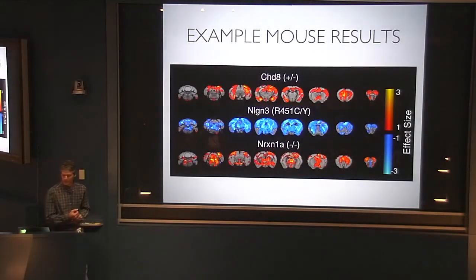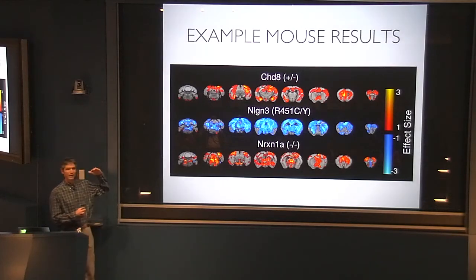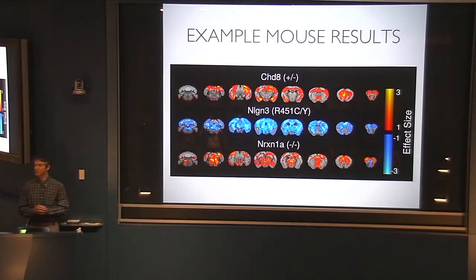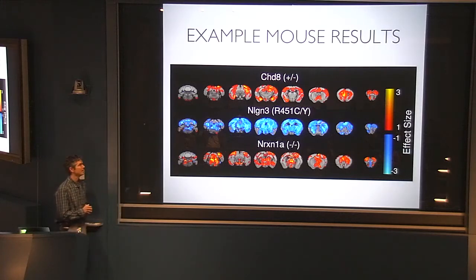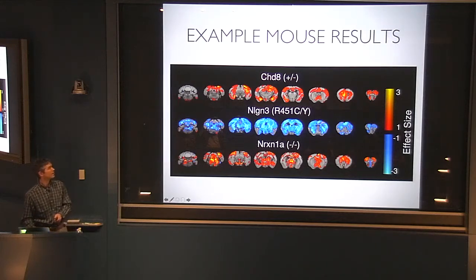So to show one example mouse result, I'm looking at 3 individual genes, each of them associated with a high degree of confidence in autism. So there's CHD8 at the top, and the red colors indicate increases in volume, blue colors indicate decreases in volume. And in this case, I'm going from the back of the mouse brain, so you have the cerebellum over here, and then different slices towards the front of the mouse brain, or the olfactory areas of the mouse brain.